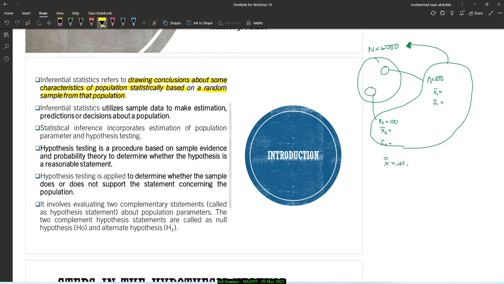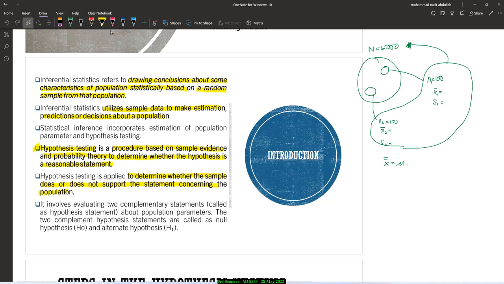Inferential statistics utilize sample data to make estimation lah, or prediction or decision about the population, right? Hypothesis testing or significant test, right, is a procedure based on the sample evidence and the probability theory to determine whether the hypothesis is reasonable statement, right? So we are looking into hypothesis testing hari ni lah.